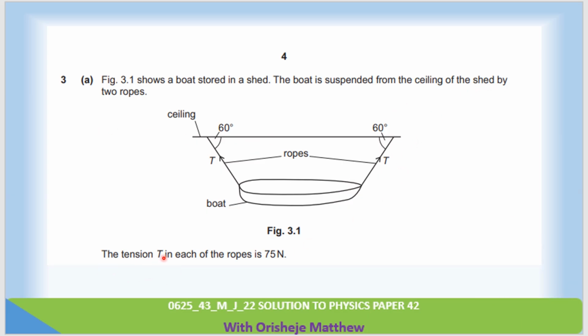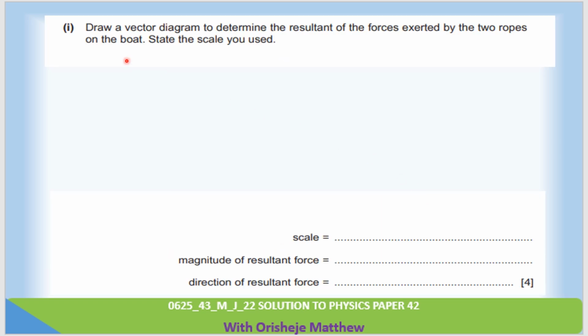Okay, the tension T in each of the ropes is 75 Newton. So what do they want us to do? Draw a vector diagram to determine the resultant of the force exerted by the 2 ropes on the boat. Calculate, and state the scale you use. So in this one, let's use the scale of 2 cm to 25 Newton.